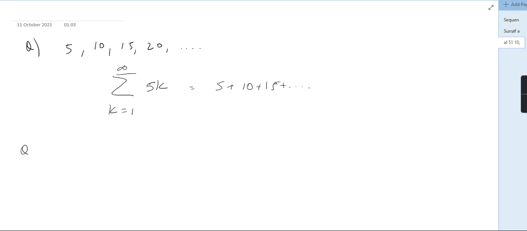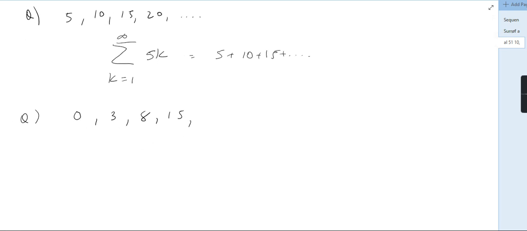Let's take another one. It's quite interesting, like 0, 3, 8, 15. Looking into this might seem a bit weird initially, because there is no common ratio between these numbers, nor a common difference, as in the previous ones where we could add 5 to every number. But if you look into it more carefully, you can see one pattern emerging. I'll talk about it now.